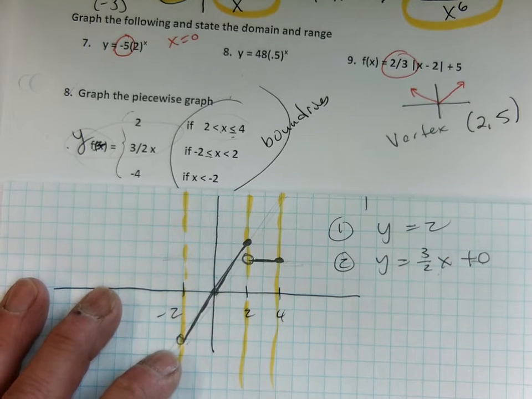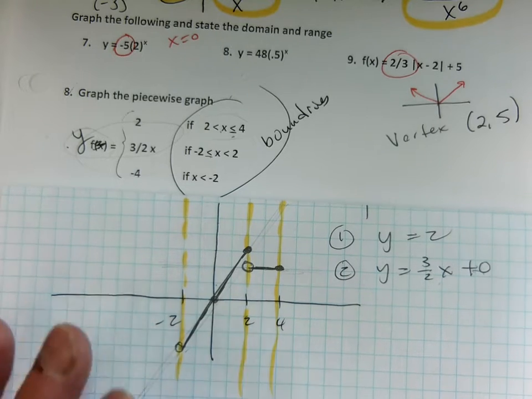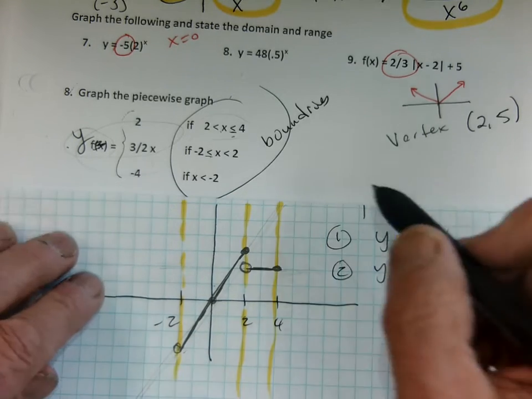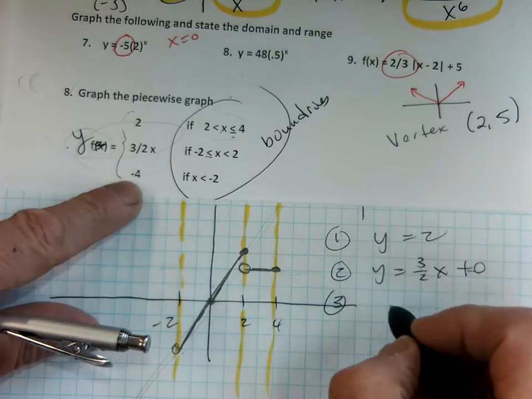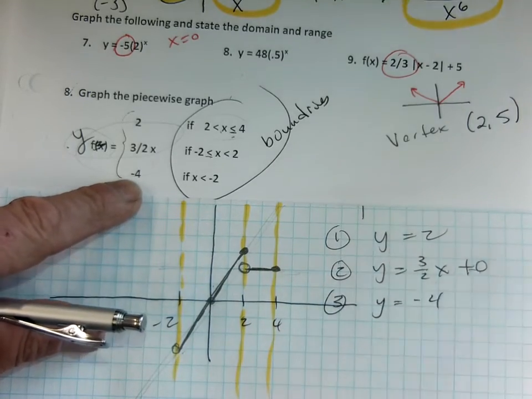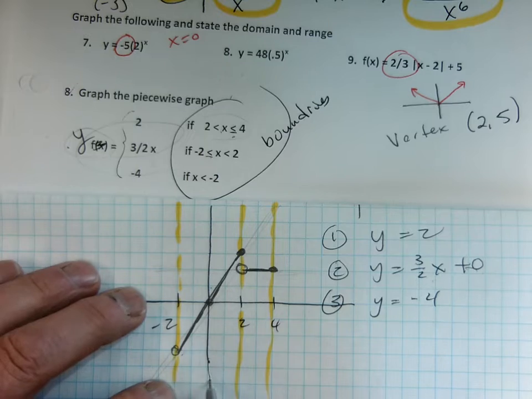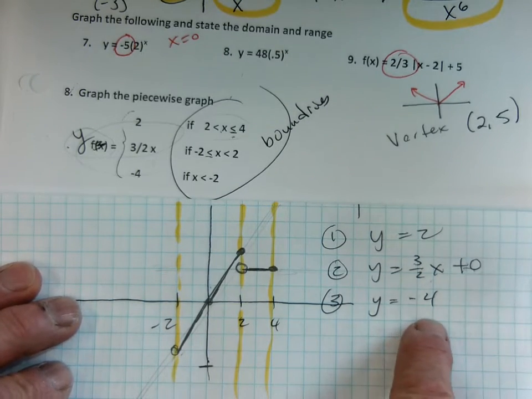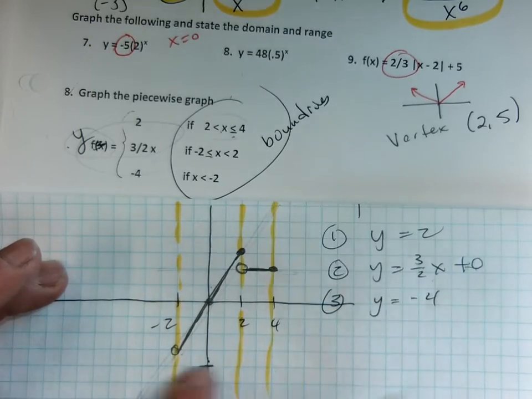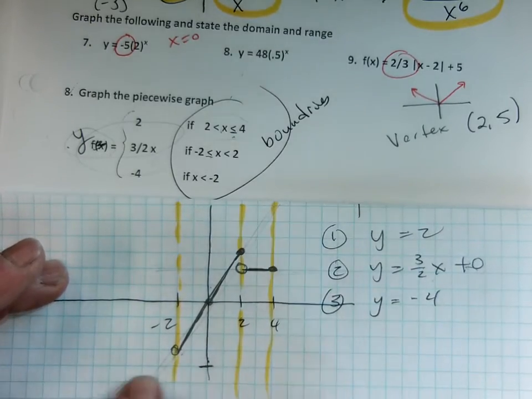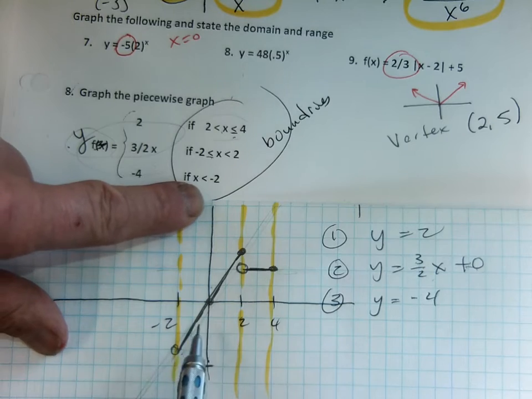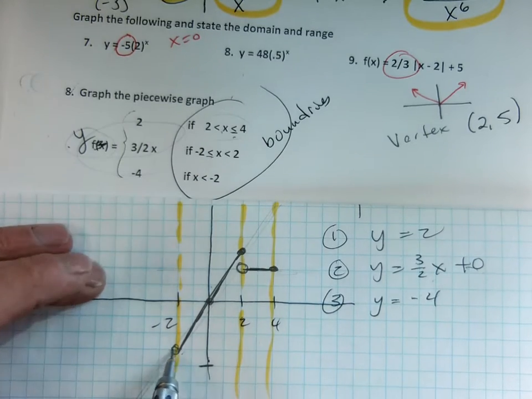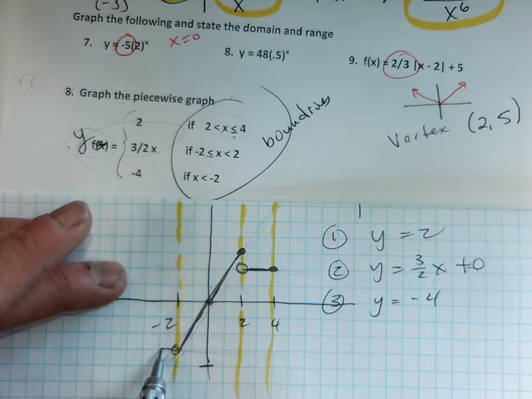How am I doing? Am I going too fast? Am I all right? Okay, let's get the last graph. Graph 3 is y equals -4. So that's a horizontal line at -4. It goes all the way across, except we only want this graph less than -2. So instead of all of this, it's just going to go like this.